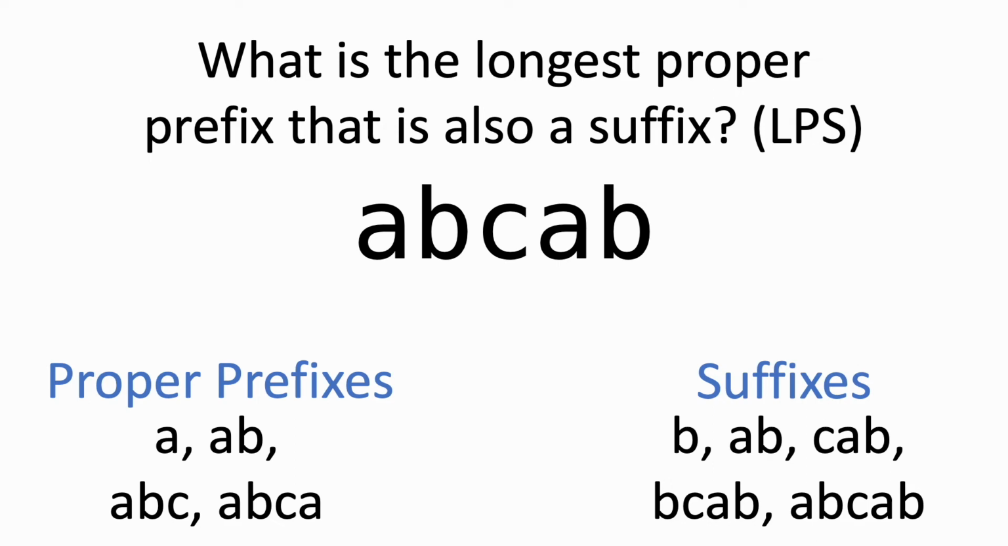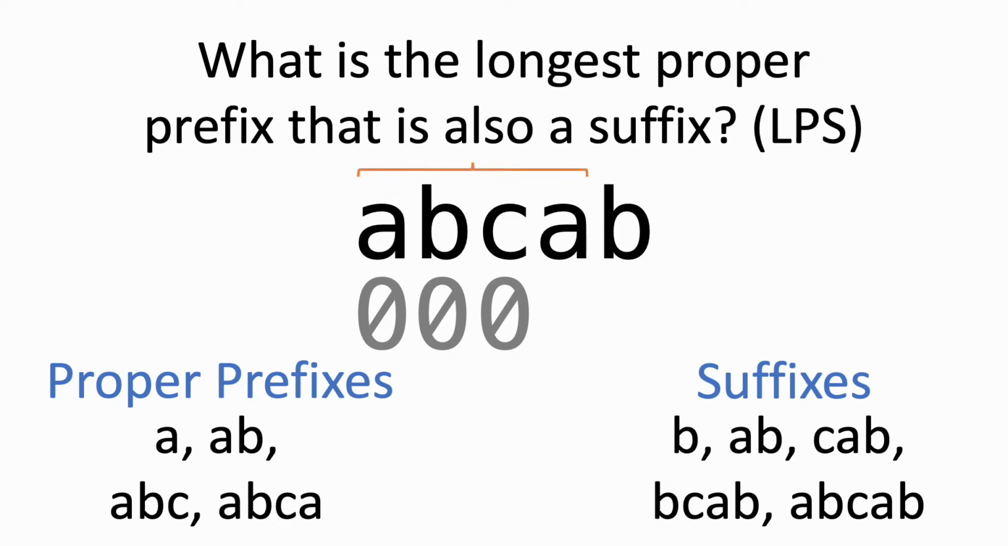So for example, if this was the needle that we were trying to find, then we'd start by looking at just the first letter A. The length of the LPS of the first letter by itself is always 0, because a proper prefix cannot be the entire word. Now let's look at AB. Still no LPS, so it's also 0. And it's the same case with ABC. Now what about ABCA? The letter A is the LPS, so we'd record a 1 here to indicate that the LPS is 1 character long. And finally, looking at the entire word, the LPS is AB, so we'd record a 2 here.